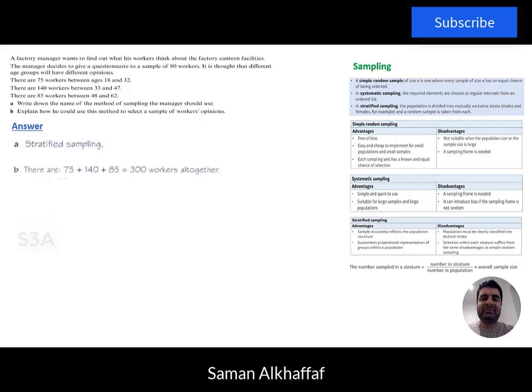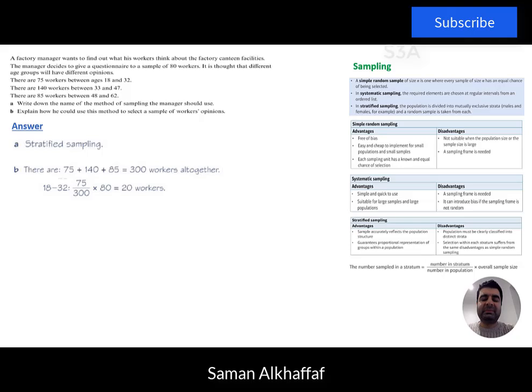In terms of part B, we're asked to explain how we could use this method to select a sample of workers' opinion. So first, there are 75 for the 18 to 32 ages, 140 between 33 and 47 ages, and 85 between 48 and 62. So we add all these values. That will give us around 300 workers altogether.